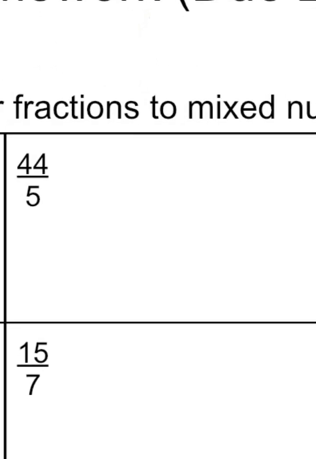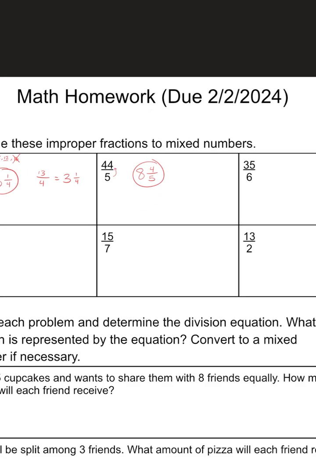We have 44 fifths, or 44 over 5. So first step again, how many times will 5 fit into 44 without going over? Well, I know that 5 times 8 is 40, and then I know that 5 times 9 is 45. So 9 would be too high. I would have to have 8 as my whole number, right? And then 5 times 8 is 40. So what is the difference between 44 and 40? 4. And then my denominator stays the same. So 8 and 4/5 would be equal to 44 fifths. Okay? I want you guys to work on the rest of those. There are only 4 more for you.